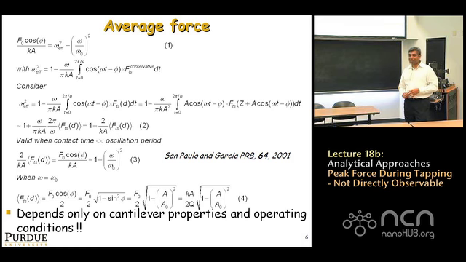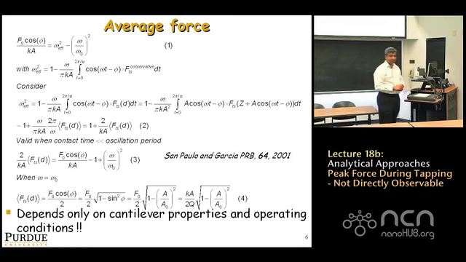There's something very surprising about this expression, in that it does not depend on the local material properties. It just depends on the operating conditions. You choose your cantilever, you choose your free amplitude, you choose your set point amplitude, and that decides your average force on the sample. All right, so this is a surprising result.